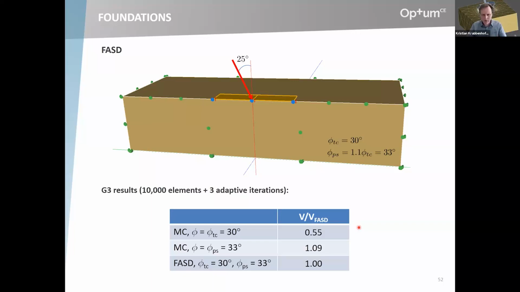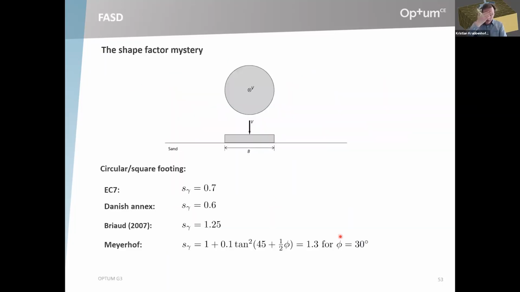If you only have Mohr-Coulomb at your disposal, what friction angle you should use, and the FASD model resolves that issue. You input your two angles, and then your results will be consistent with that. The last thing I wanted to say something about is something that always was a bit of a mystery to me, and that is the shape factor. I call it the shape factor mystery.